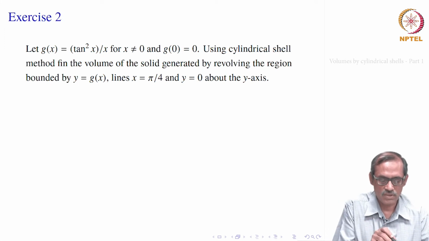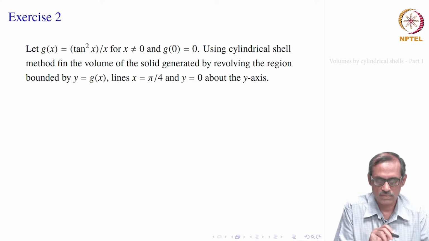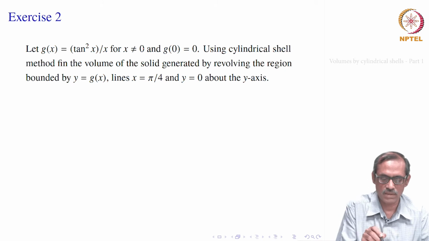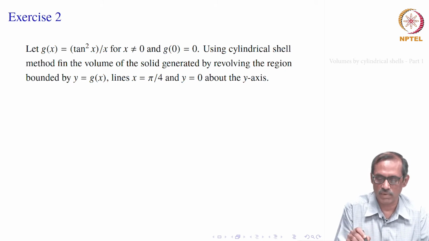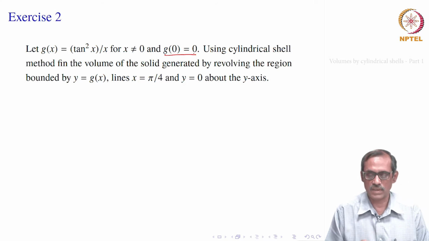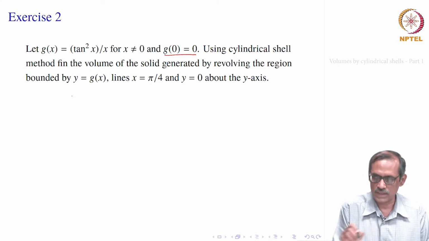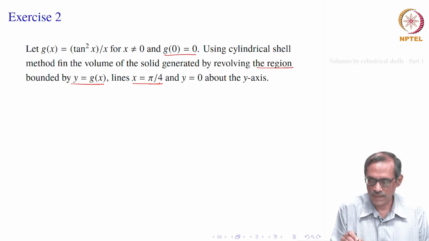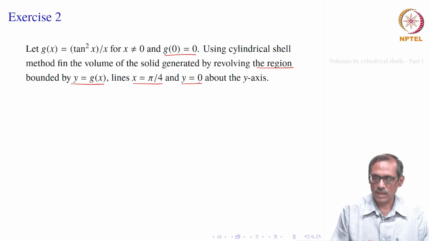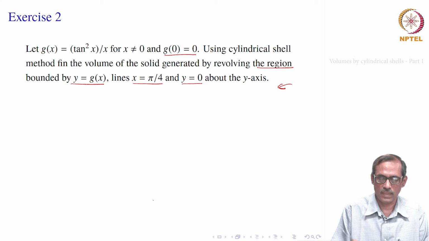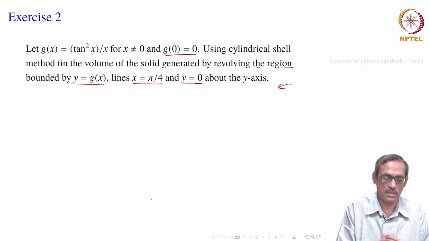Okay. So, let us go to the next problem. We have the function given as g of x equal to tan square x by x for x not equal to 0 and g of 0 equal to 0, because at 0 this tan square x by x is not defined, we redefine it, say g of 0 equal to 0. This is the function. Now, we have the region bounded by y equal to g of x, the line x equal to pi by 4 and the line y equal to 0, and this region is revolved about the y axis. Then we want to find the volume of the solid so generated.